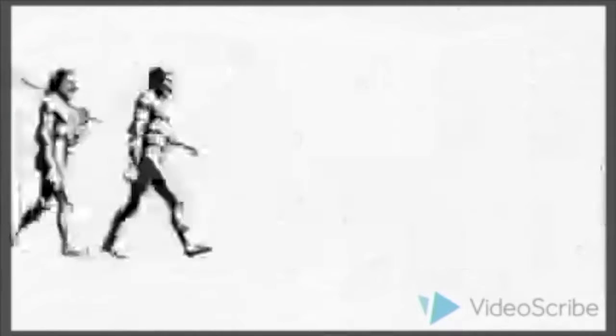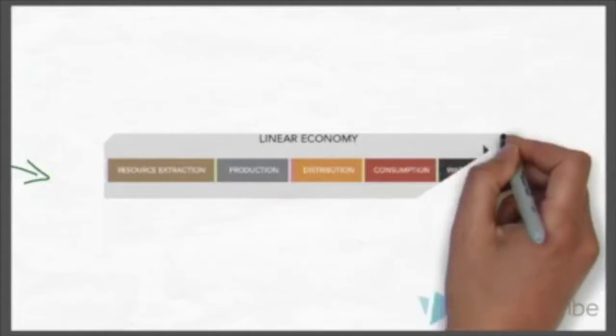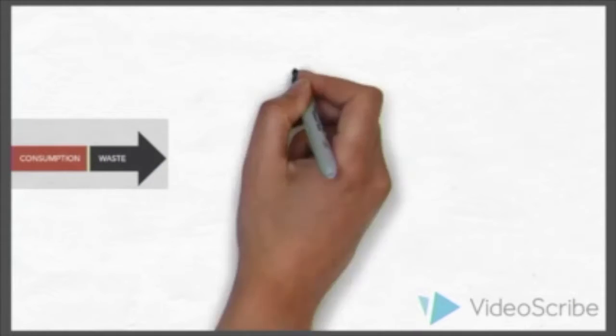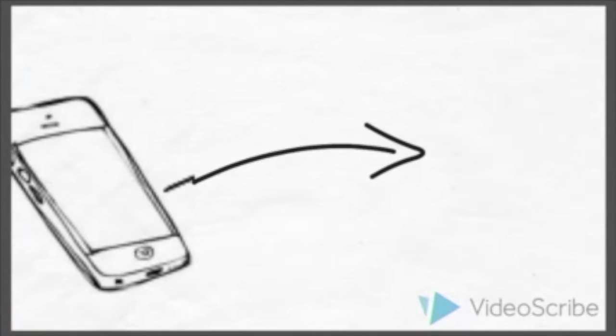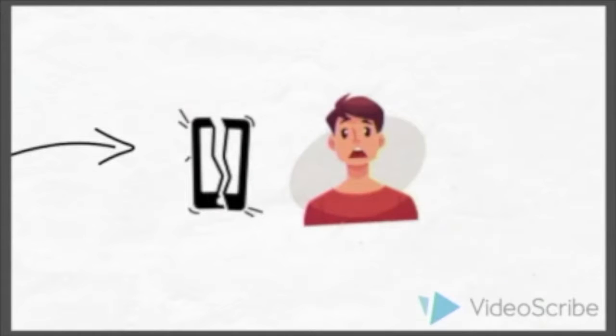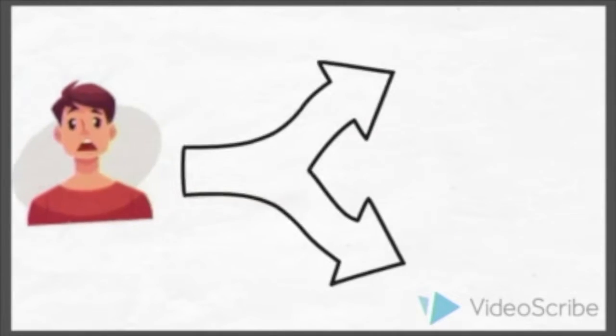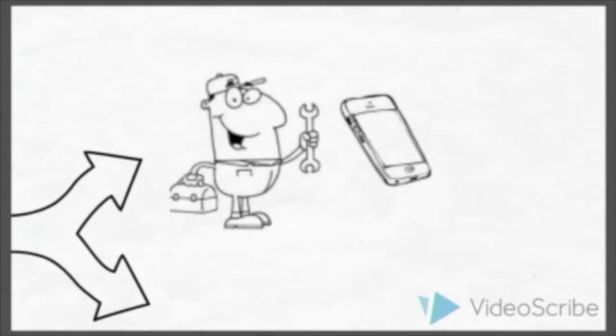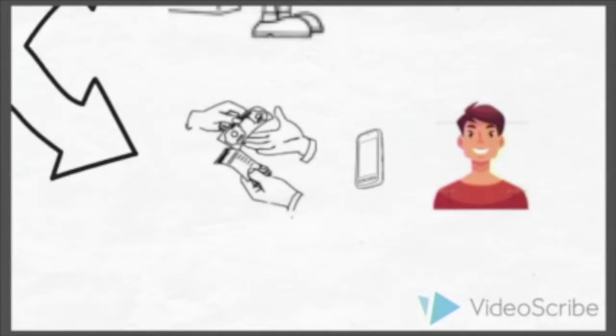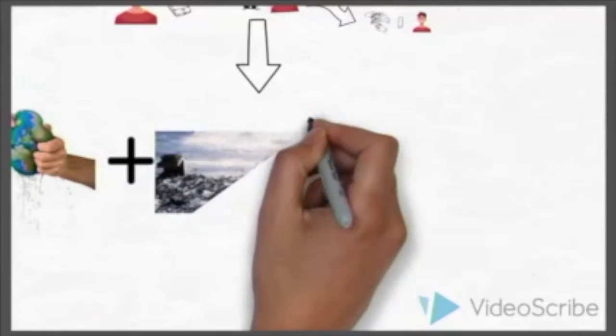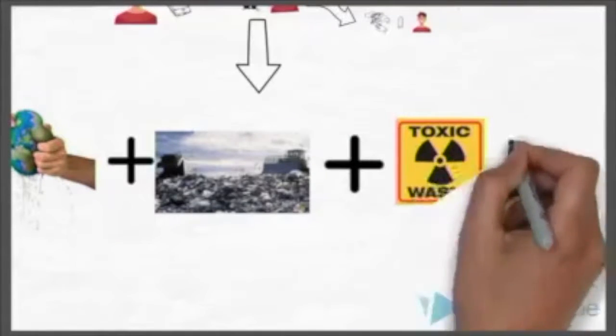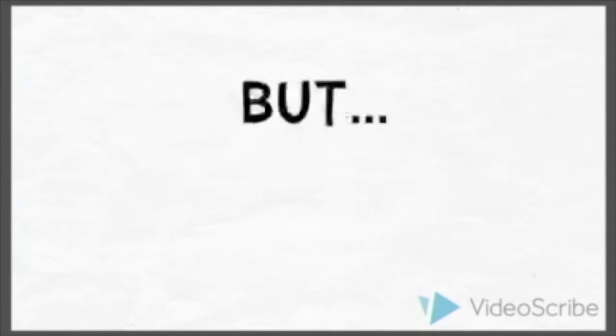In fact, we have created the opposite, a linear approach, where we focus on create, produce, and discard. For example, if we have a cool and fancy mobile phone, but it breaks, instead of fixing the old one, we just throw it away and buy a new one. Each time we do this, we are exploiting a finite supply of natural resources, and in many cases, we are generating toxic waste.